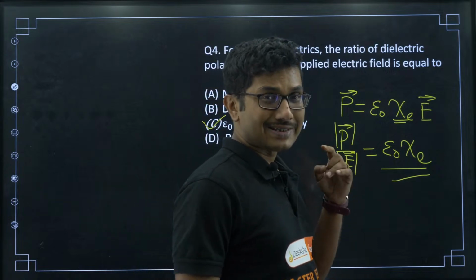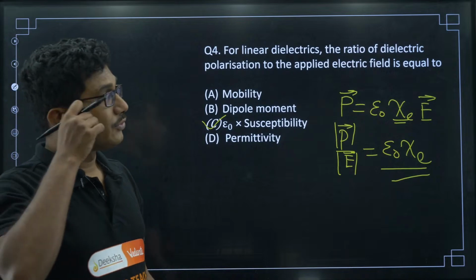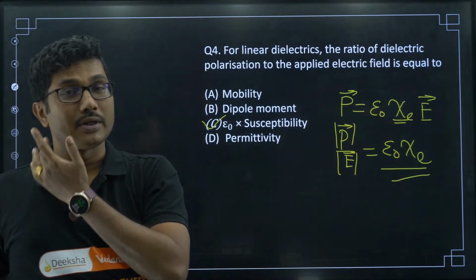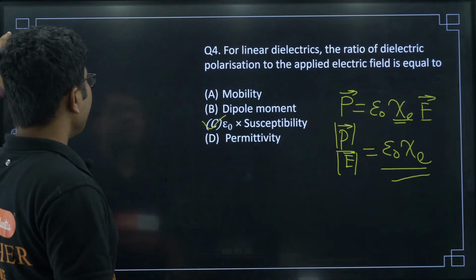If you are preparing for the KSET exam, there was one question based on this formula where they asked you to calculate chi E for a given material. So, this formula you have to remember very well.